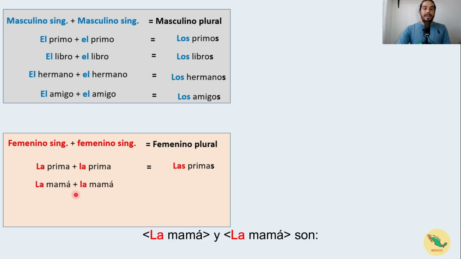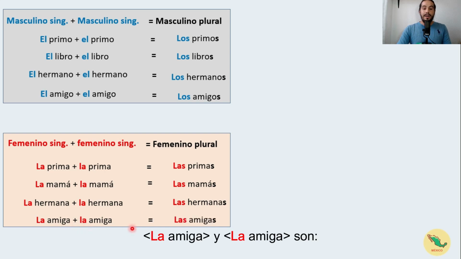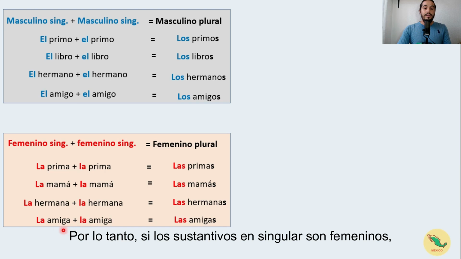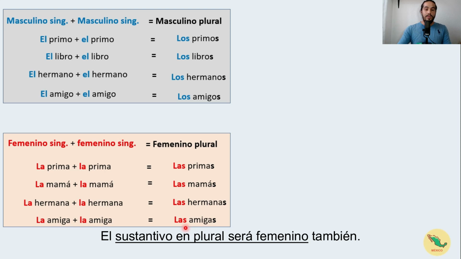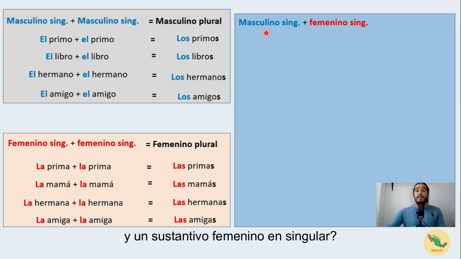La mamá and la mamá. You get las mamás. La hermana and la hermana, you get las hermanas. And la amiga and la amiga, they are las amigas. So if the singular nouns are feminine, the plural one will be feminine as well. What happens if you have a singular masculine noun and a singular feminine noun?